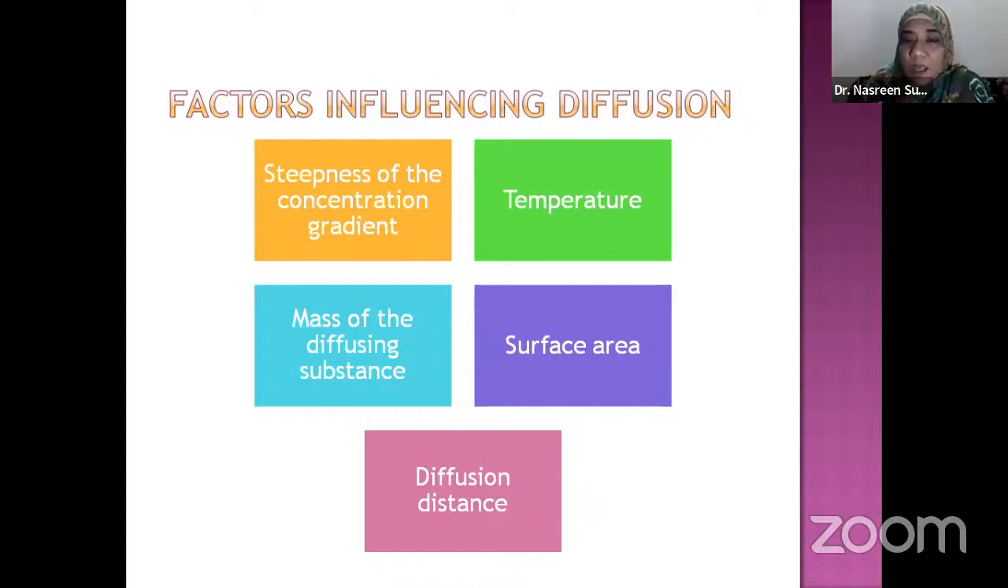Just imagine a person who is fat and wants to move, he will take some time, right? Even if he wants to come down a hill, he will be slower when compared to a very thin person. Okay. So higher mass substance, low diffusion. Lower mass substance, high diffusion. And surface area: more surface area, more diffusion. And diffusion distance also: less distance, more diffusion.